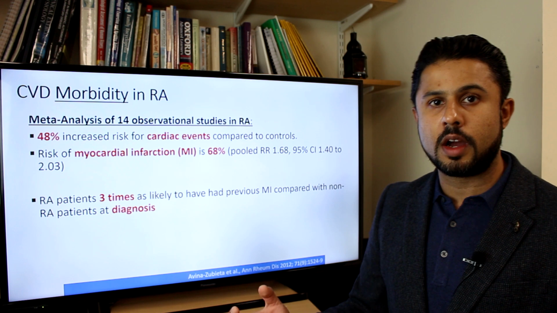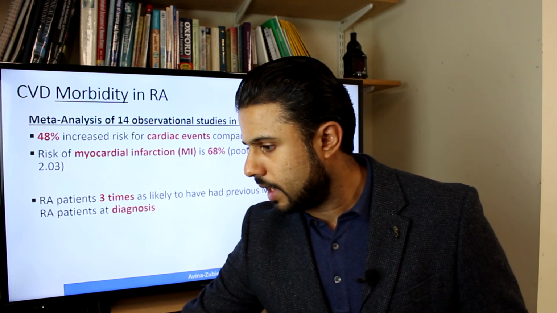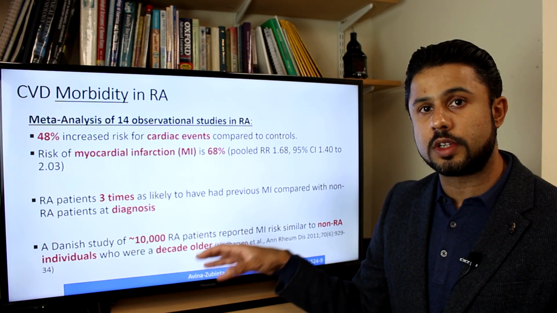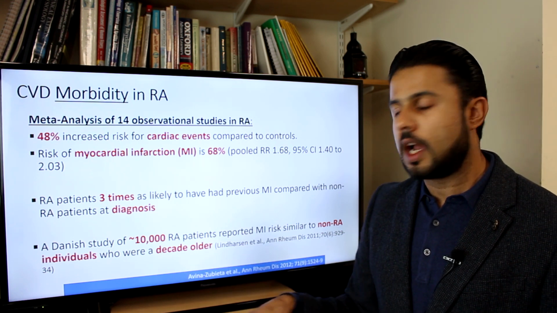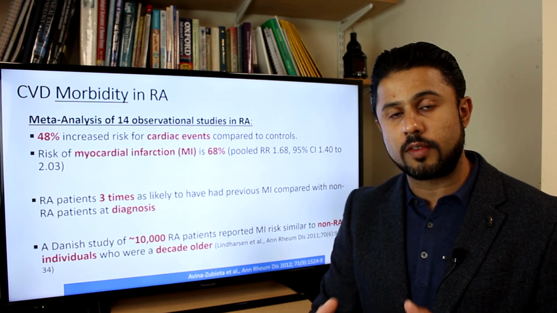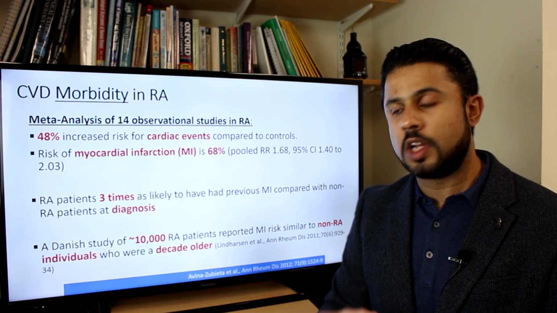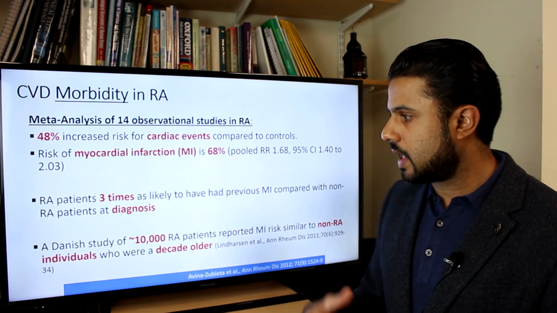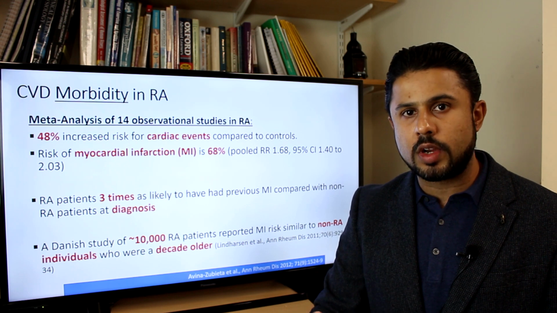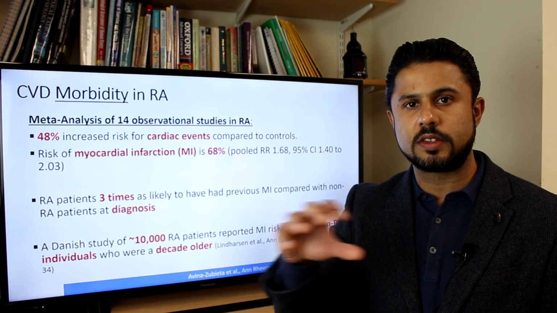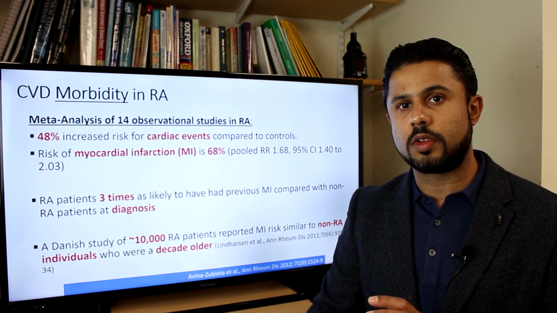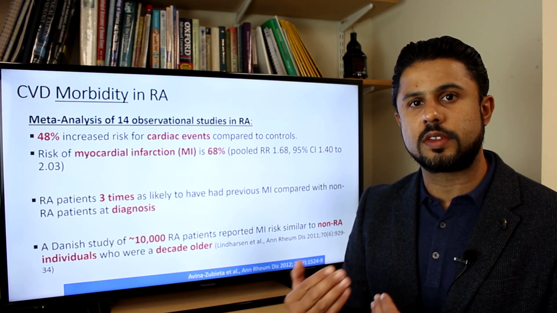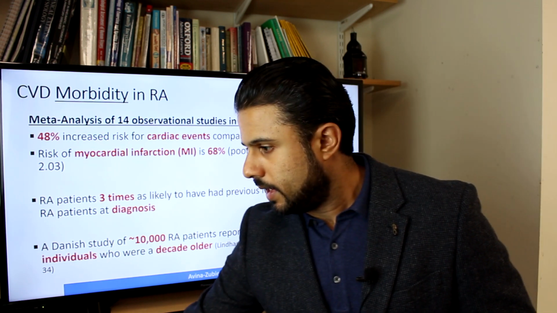Also, rheumatoid arthritis patients at the point of diagnosis are 3 times more likely to have had a previous myocardial infarction. Okay, and this kind of links in with a Danish study which was conducted in 10,000 individuals that had rheumatoid arthritis, and what they found was that the myocardial infarction risk in RA patients was actually similar to non-RA patients who were 10 years older. So that tells us that there must be some degree of acceleration of the damage inside the blood vessel in patients with rheumatoid arthritis. So there's this vascular aging that might be occurring that puts these patients at a greater risk of a heart attack.